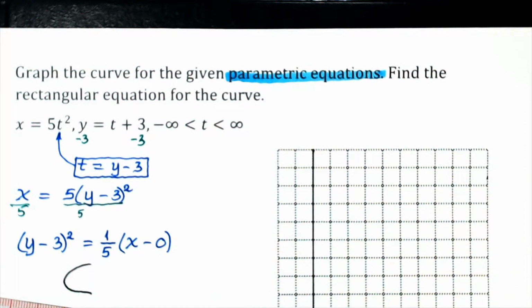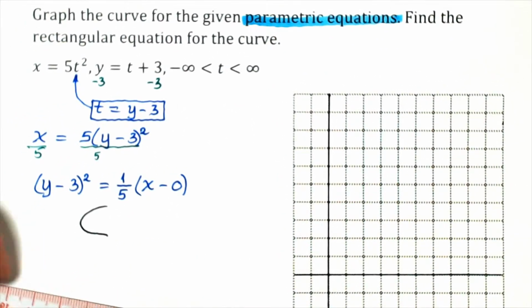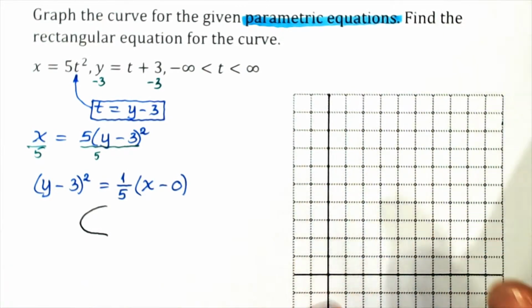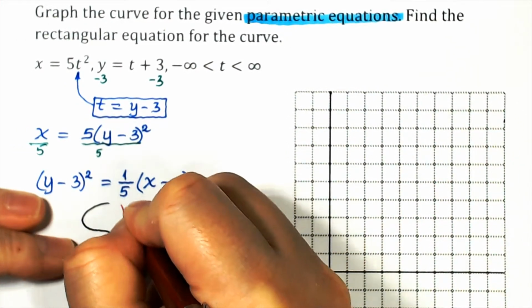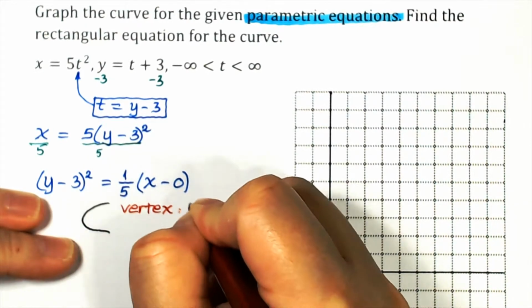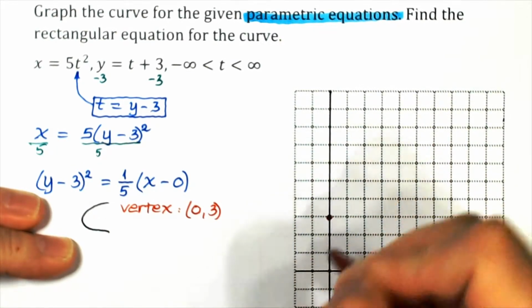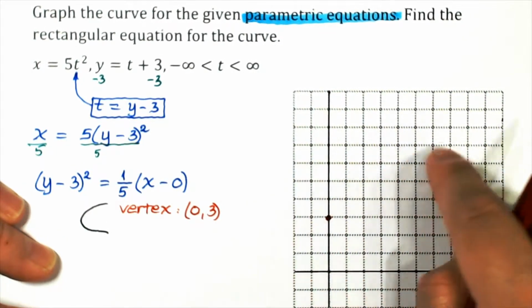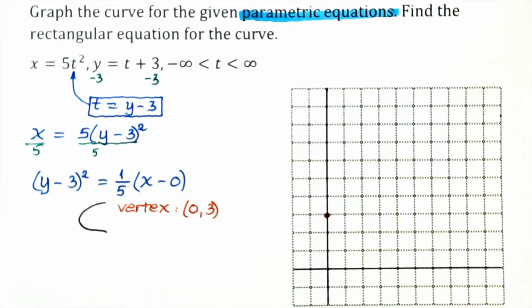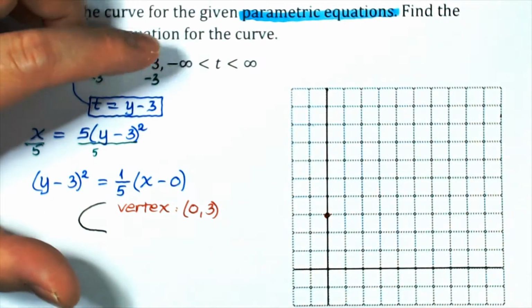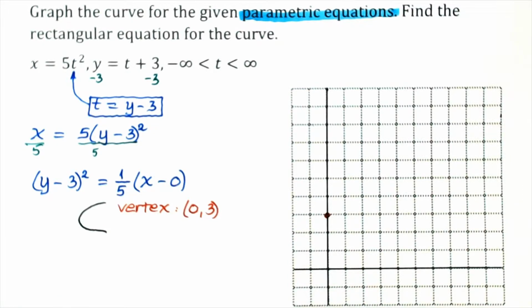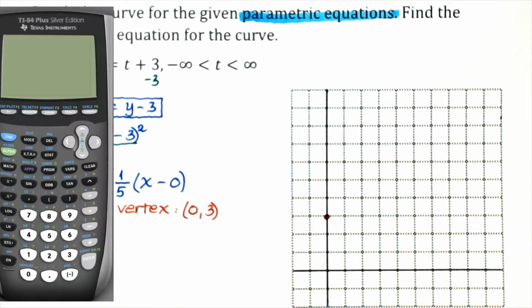So first we have the vertex at 0 and 3. So x equal to 0, y equal to 3. So let's say vertex x equal to 0, y equal to 3. So that would be here, and then it opens to the right, so it will be like this. And then we just choose some values for x, and then we find y, and then choose some values for y, and then find x. So the only thing we need to worry about is that in a parametric equation there is the orientation, or the direction, of the curve. We actually can graph this as well.